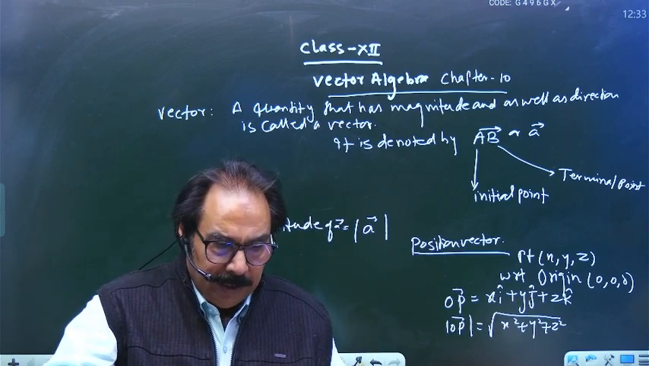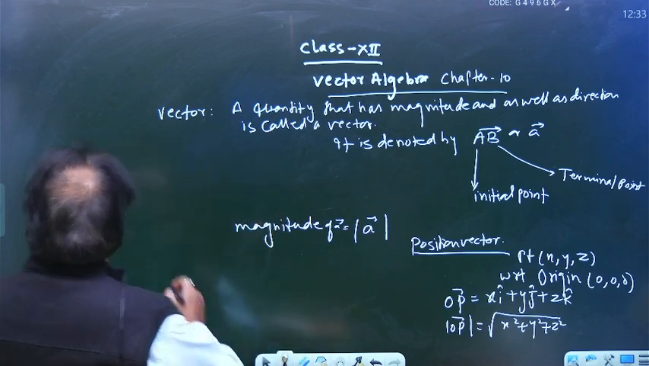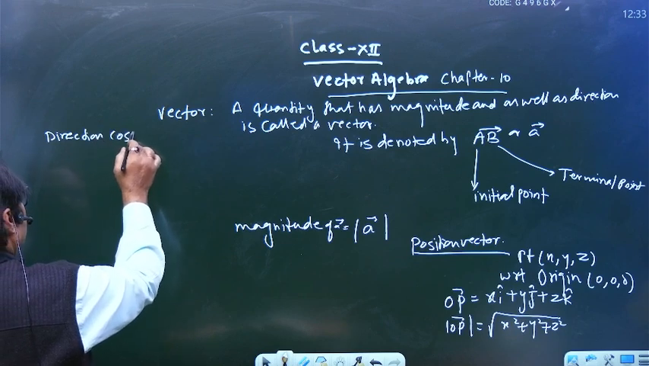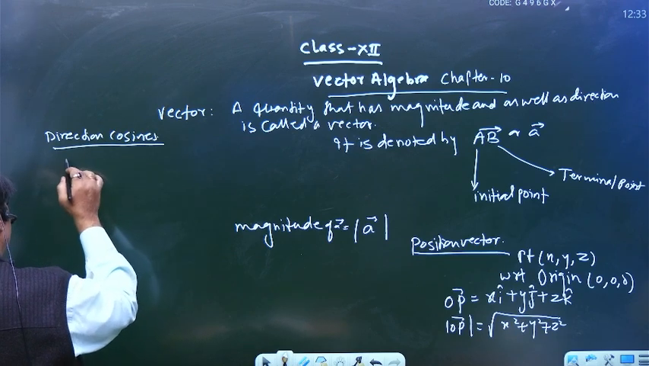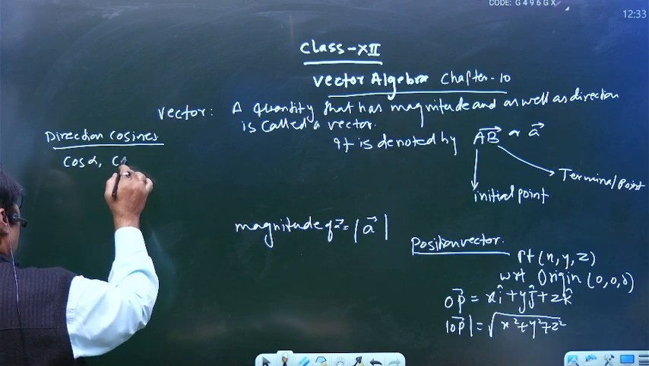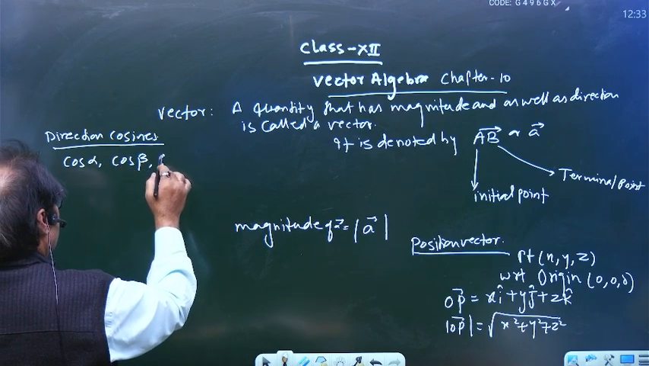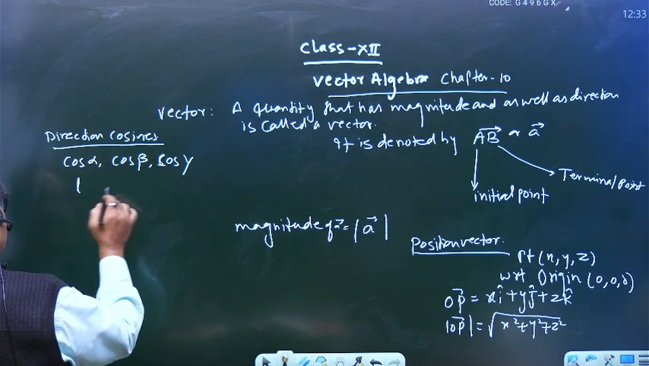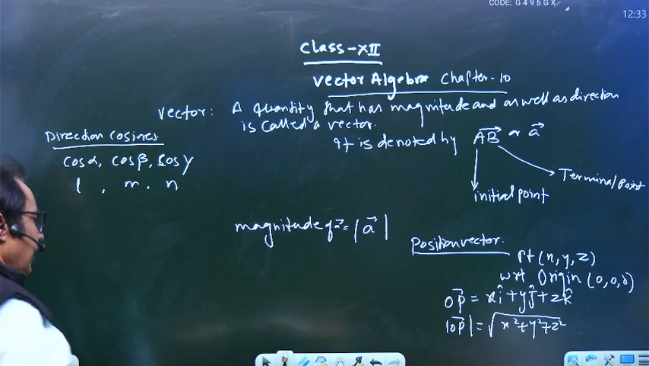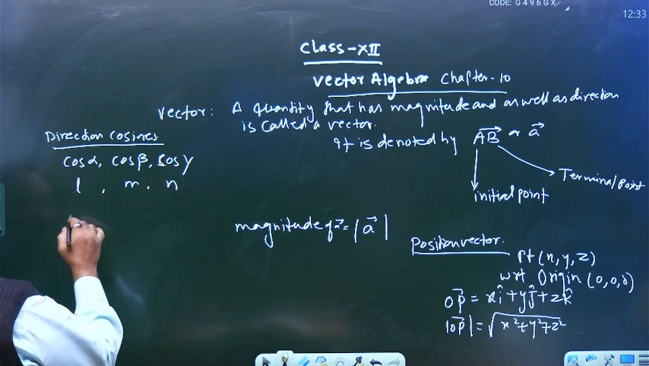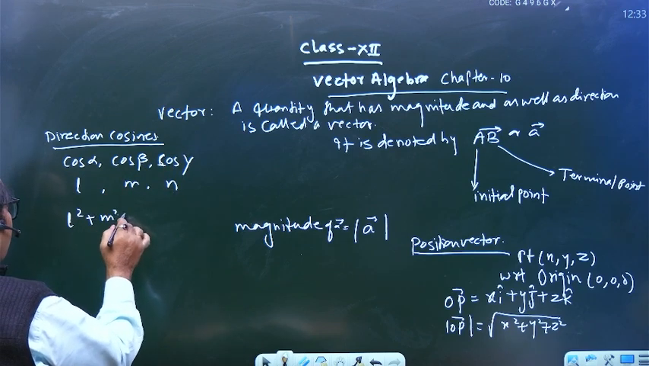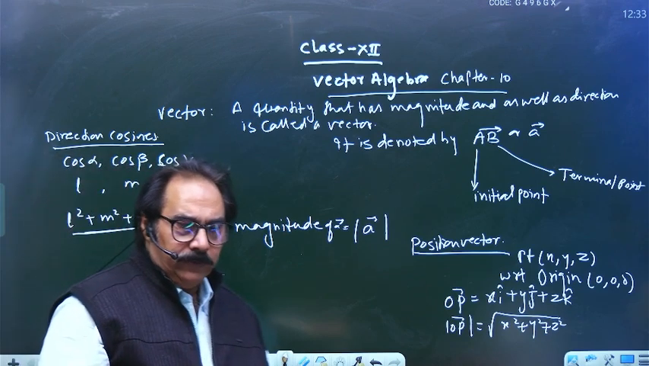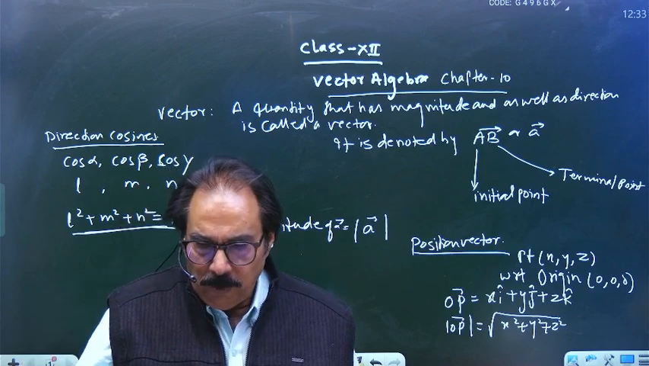After that, the next point is direction cosines. The direction cosines are denoted by cos alpha, cos beta, and cos gamma, or we can symbolize them by L, M, and N, and the relation between them is L square plus M square plus N square is equal to 1. It means the sum of the squares of the direction cosines is always equal to 1.